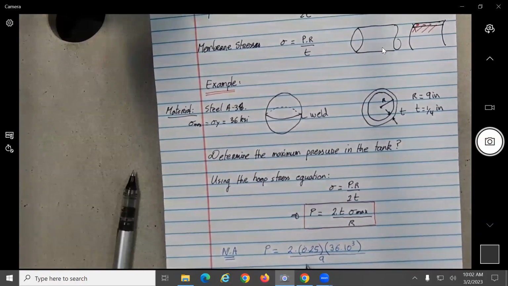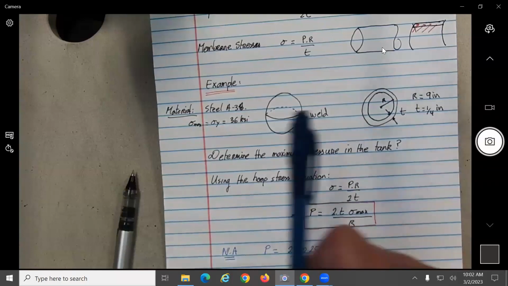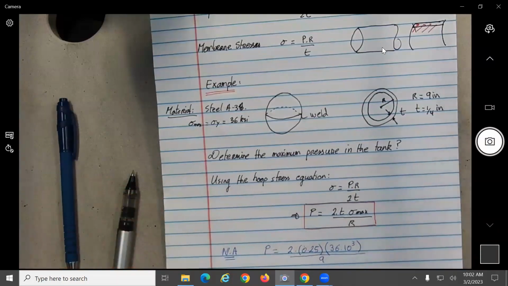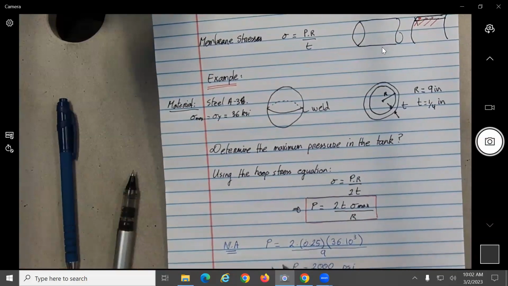Let's see, I should be able to check. Yeah, because it's 9 divided by 4, so 36 divided by 36 is 1 times 2. So we'll do on top. Yeah, correct. We didn't need a calculator, okay? All right, so 2000 PSI.